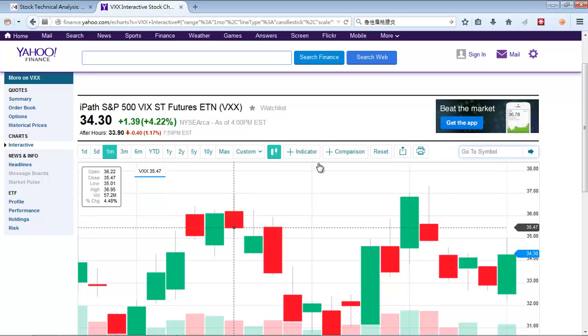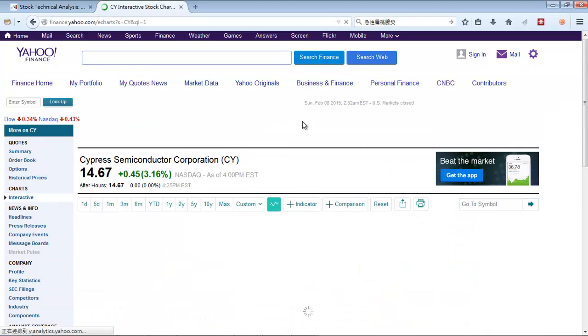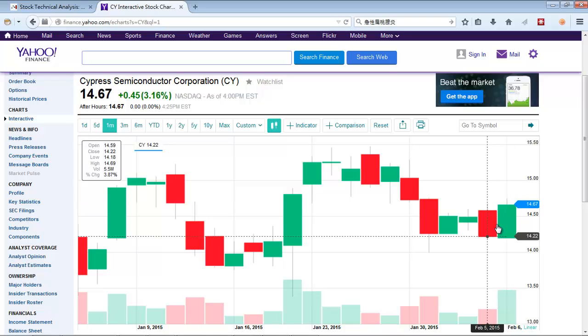Now we're going to switch to another one. You just go to symbol right here, click on it, type in the stock you want to look at. We're going to look at a stock under the name CY. It's a semiconductor producer. Looking at the candlesticks, we see another bullish engulfing. This one's a little shorter, but it's still reliable.